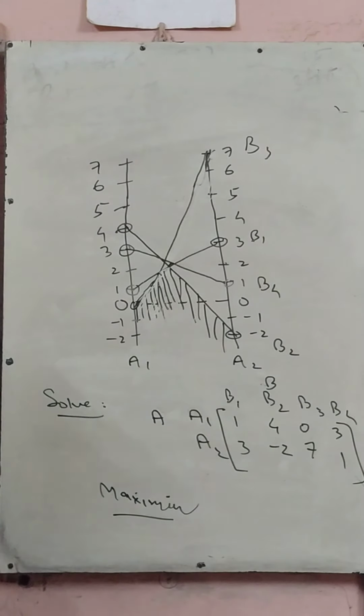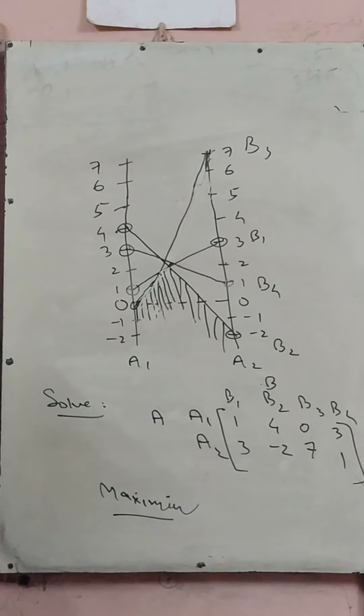So what do you need to do? 2 rows, 2 columns is our target. That means I have to reduce this matrix to 2 rows, 2 columns. Already we have 2 columns in this case. So you have to find how to reduce A1, A2, A3 to any of the 2, not to take all the 3 strategies for A.